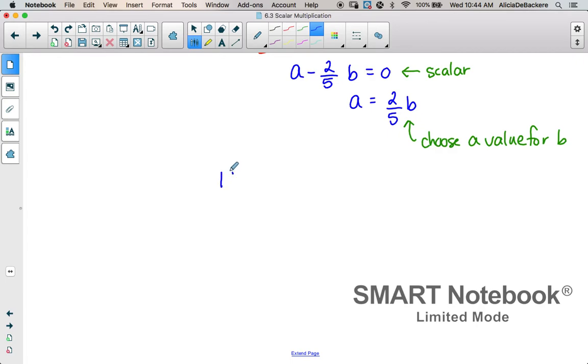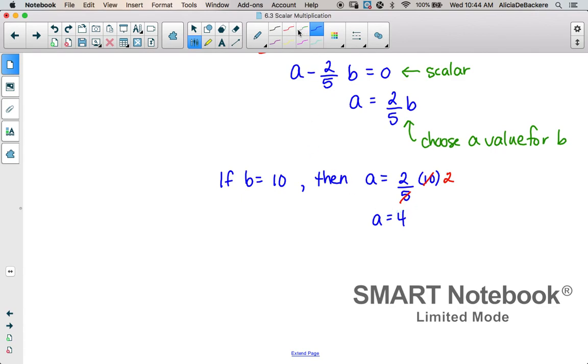So we're going to say if b is equal to, now when you pick your number for b, pick a number that you can easily find 2/5 of. So pick a number that divides by 5 really nicely. So maybe I pick 10, because I know that 10 divided by 5 is just 2, and then I would have 2 times 2 left. I get a 2 here, and then I get a is equal to 4. So this is one possible pair of values that you could use to solve this equation.